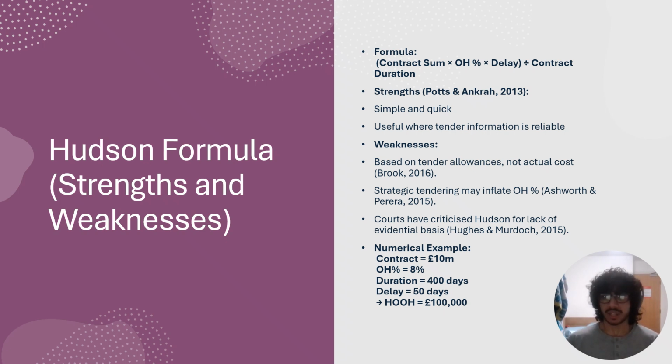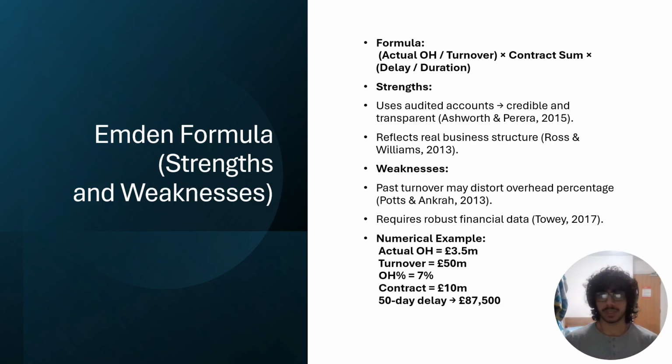In the example shown, Hudson produces a £100,000 claim for 50 days' delay, based purely on the tender percentage. The Emden formula improves on Hudson by using actual overhead and turnover taken from audited accounts. Ashworth and Pereira argue that this makes Emden more objective and transparent because it's based on real financial performance rather than tender assumptions. Ross and Williams also support this approach, highlighting that audited overhead gives a more accurate representation of business structure.